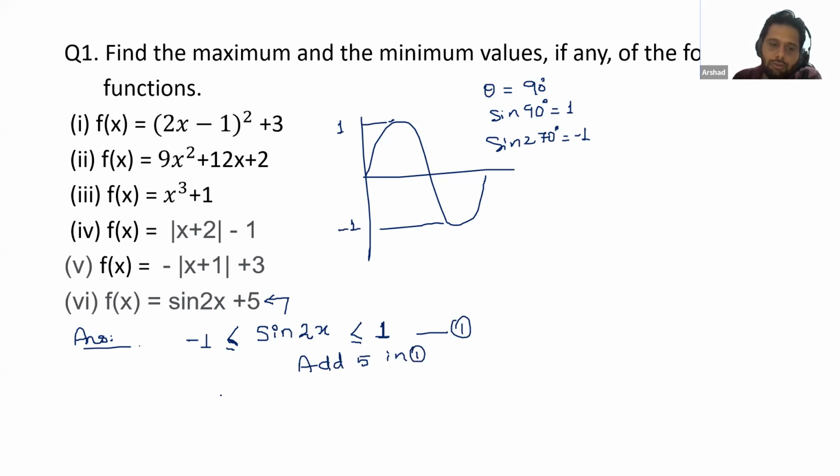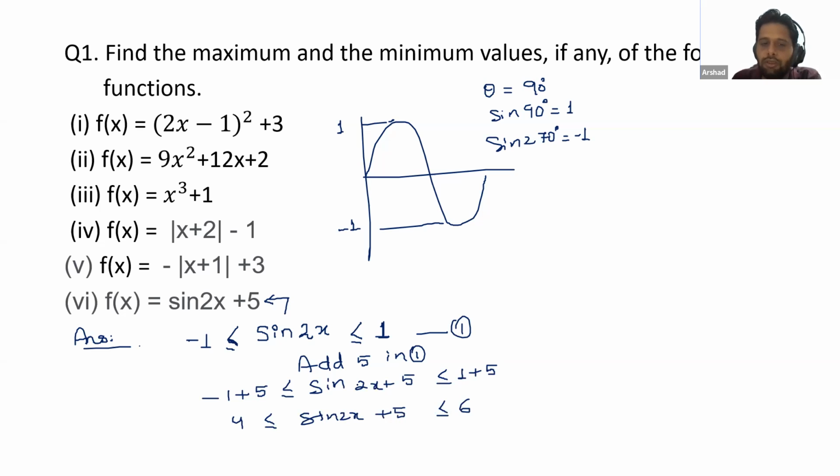So what will we get? Minus 1 plus 5 is less than or equal to sine 2x plus 5, which is less than or equal to 1 plus 5. Here we will get 4 less than or equal to sine 2x plus 5 less than or equal to 6. So we have this value. We will change this as per the question. In the question, we have a plus 5, so we will add 5. We will get this.